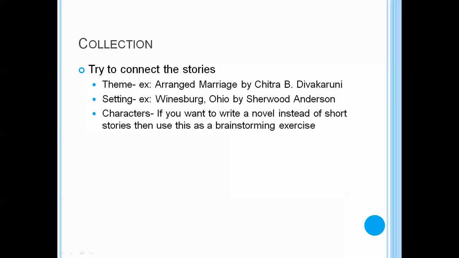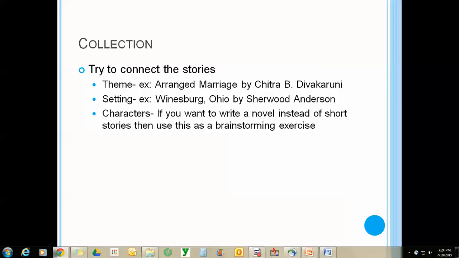At the end of the 52 short stories, you'll end up with a collection. Try to connect your stories with a common theme, setting, or characters. For example, the short story book Arranged Marriage is about an Indian woman who moved to America to get married, and all of their coming to America stories. It is actually a really good immigrant book.